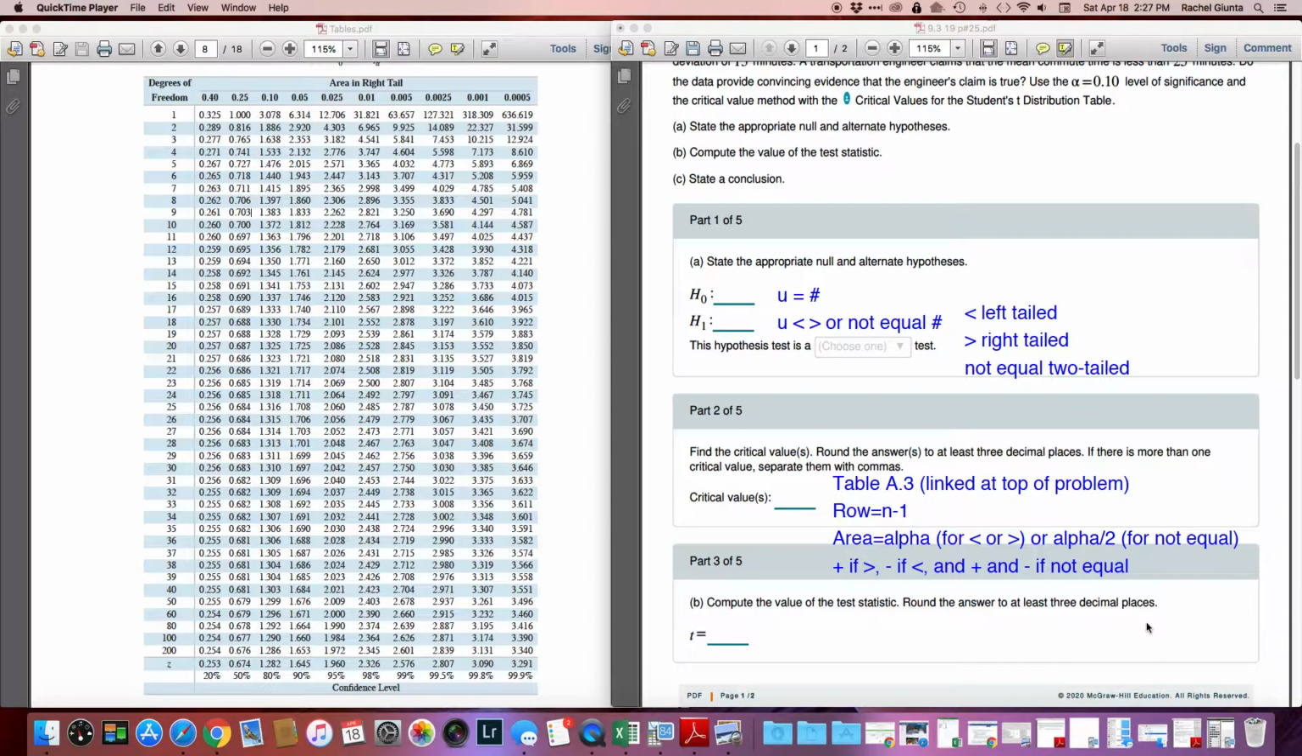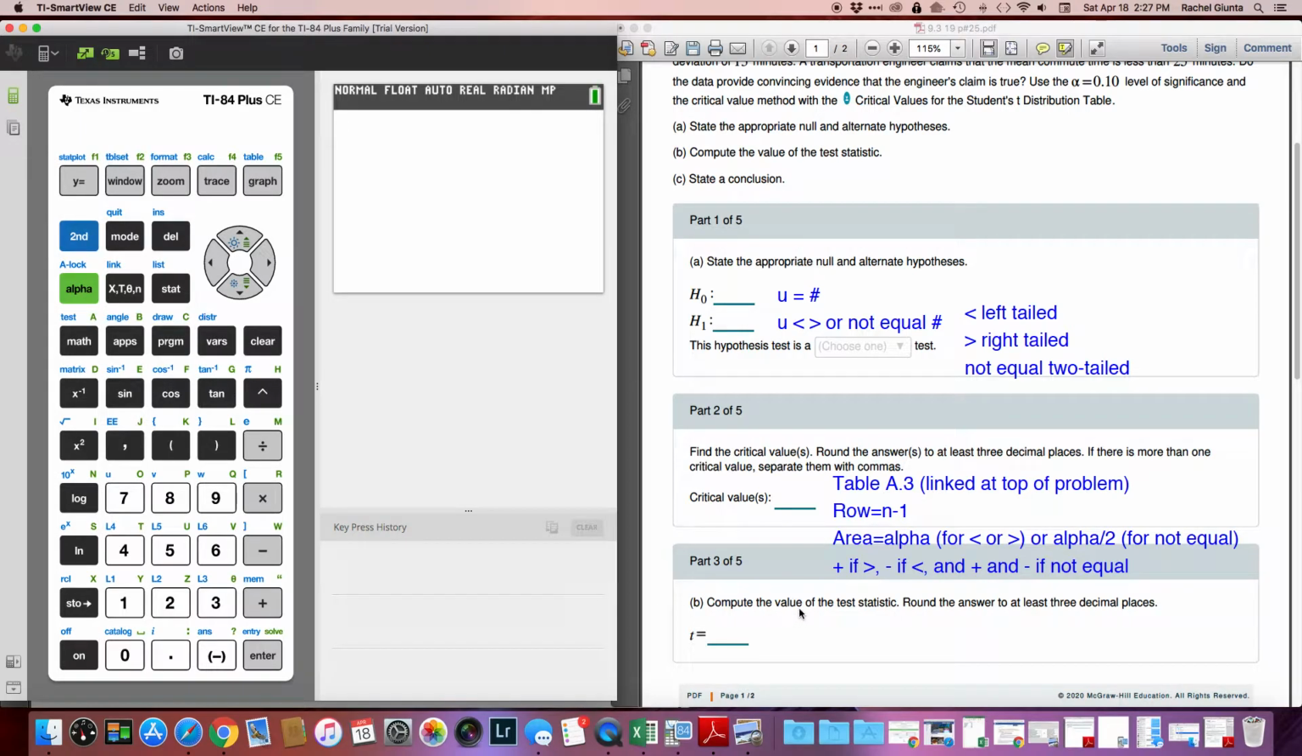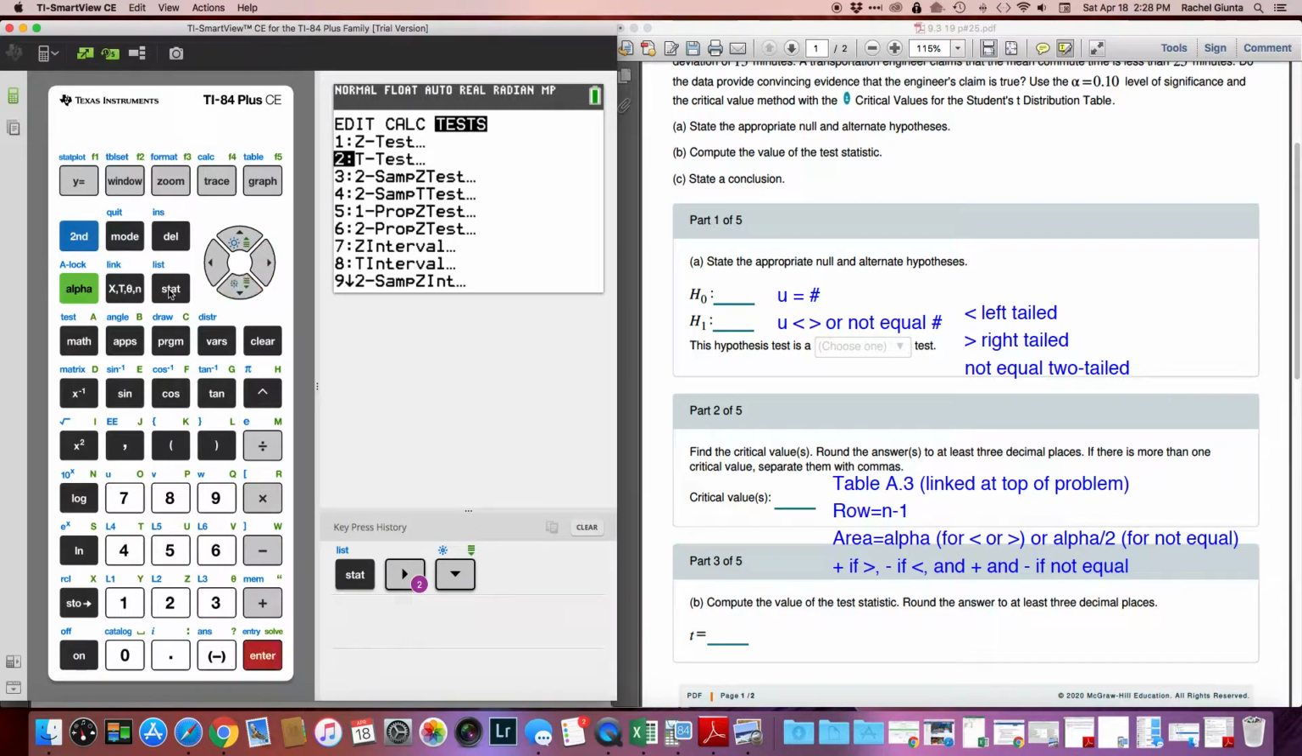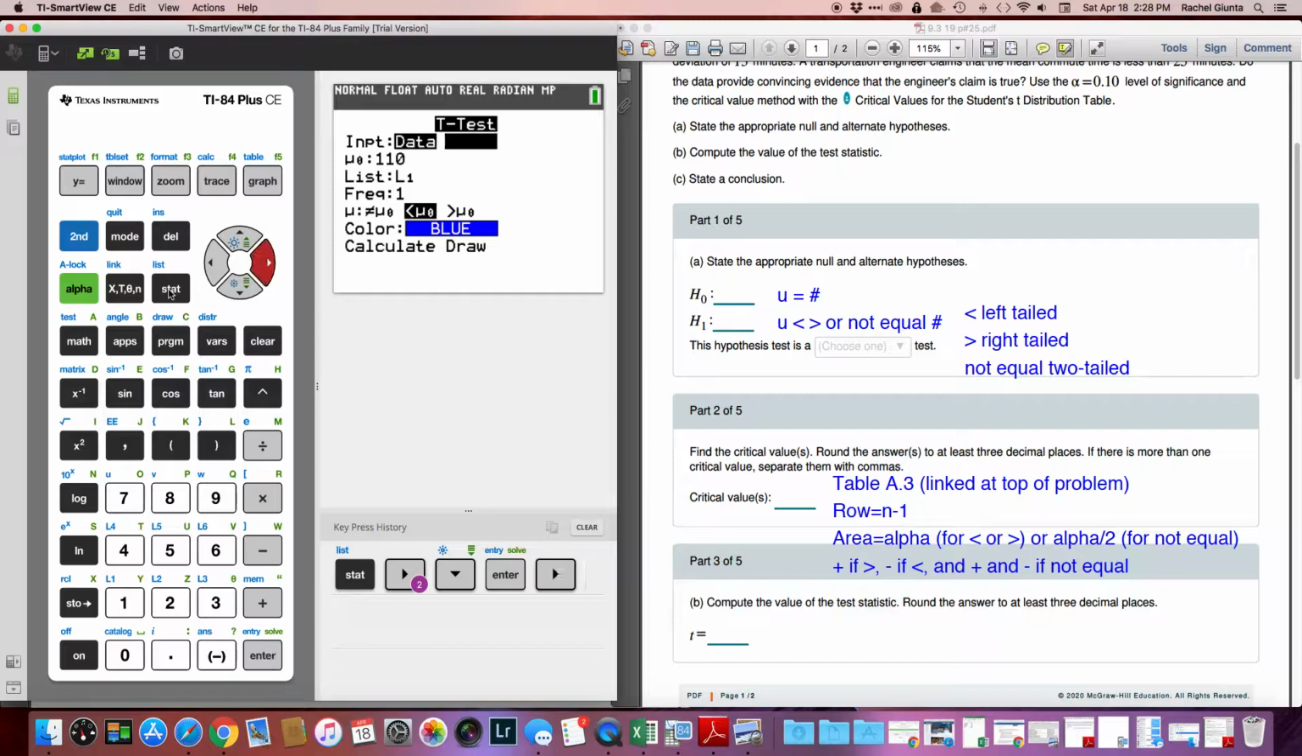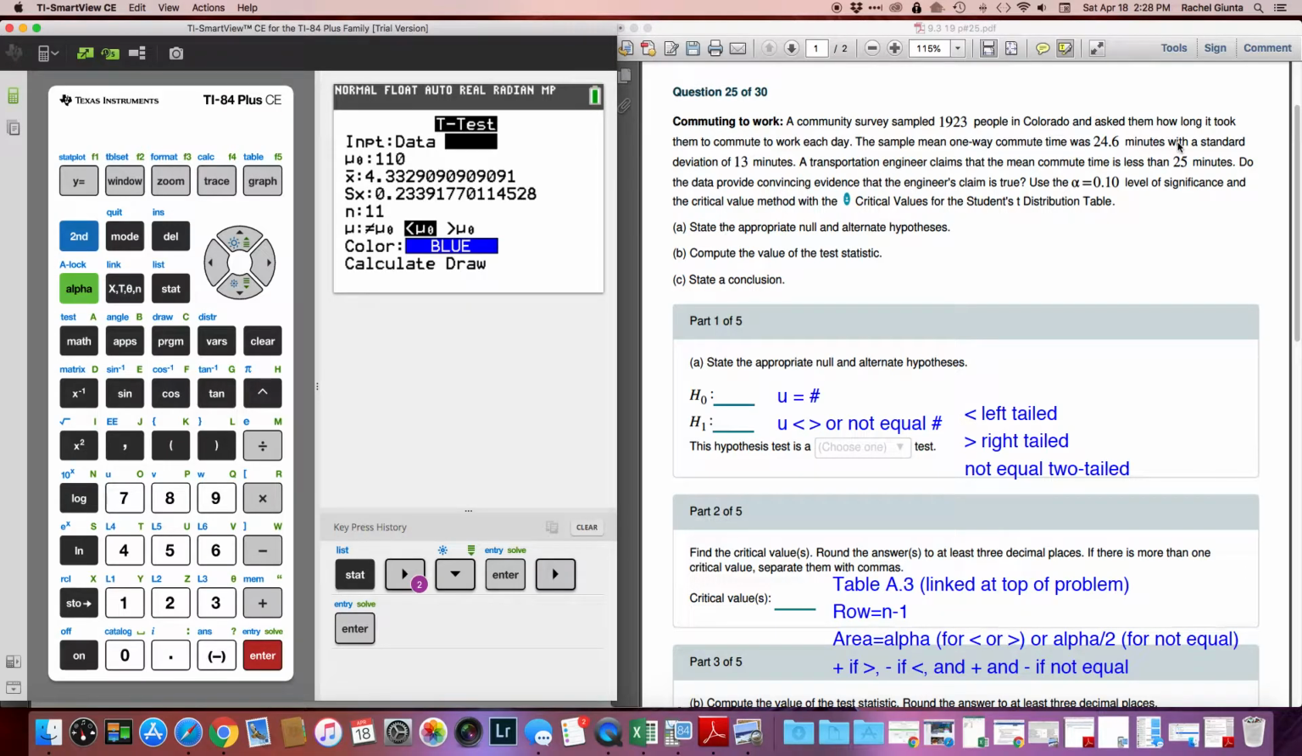Now compute the test statistic. That's the part where we use the calculator. And make sure that the test that you're using matches the number or the letter that they ask for here. But all of 9.3 uses the t-test. So it's going to be stat, tests, and t-test number 2. And stats rather than data because we're not given a list of data to use. And so now we have to pull all the numbers out of the paragraph. Some people like to do this in advance on a piece of paper.